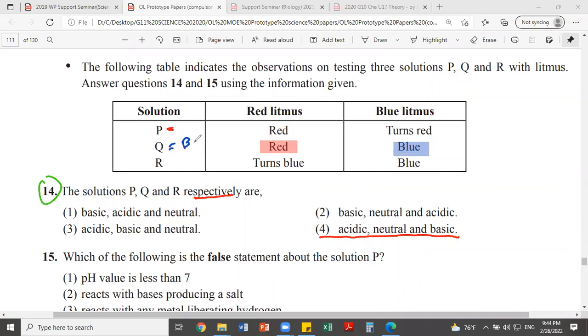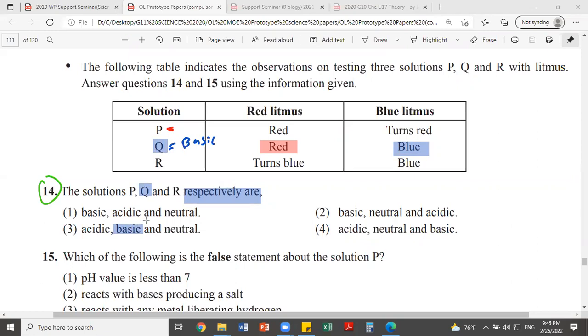Acid turns blue to red. Basic solution. So in which one is the middle one basic? There's only one answer. The middle one is basic. Look here: Q is basic in only one answer. That is this one. Q becomes basic in the middle one.